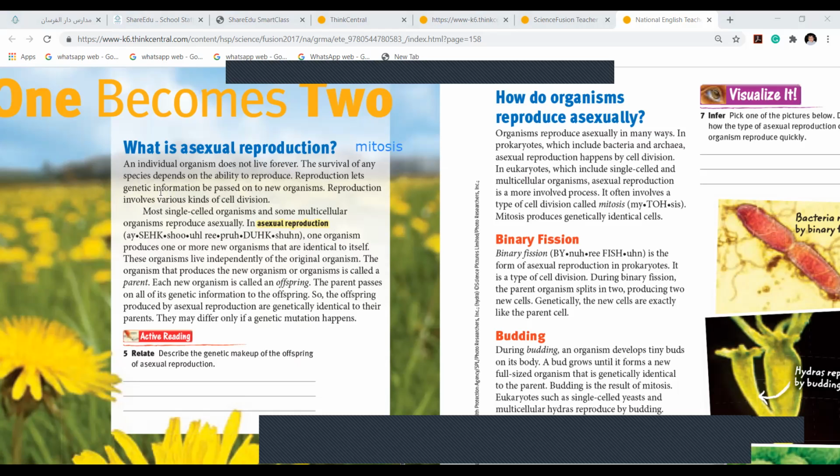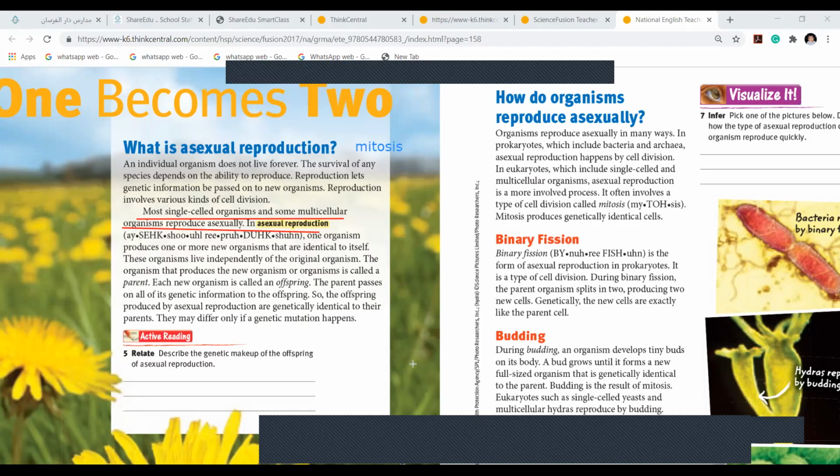Anyway, an individual organism does not live forever. Any species survival depends on the ability to reproduce. Reproduction lets genetic information be passed on to new organisms. Reproduction involves various kinds of cell division. Most single-celled organisms, this is important, highlight with me. Single-celled organisms and some multicellular ones like bacteria reproduce asexually. Single-celled means prokaryote.